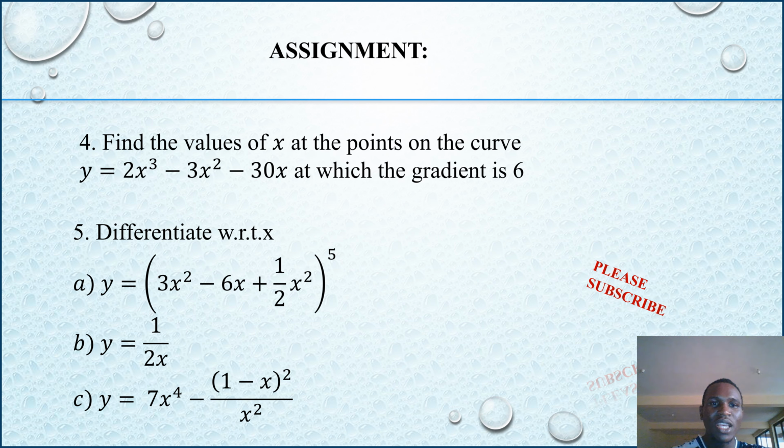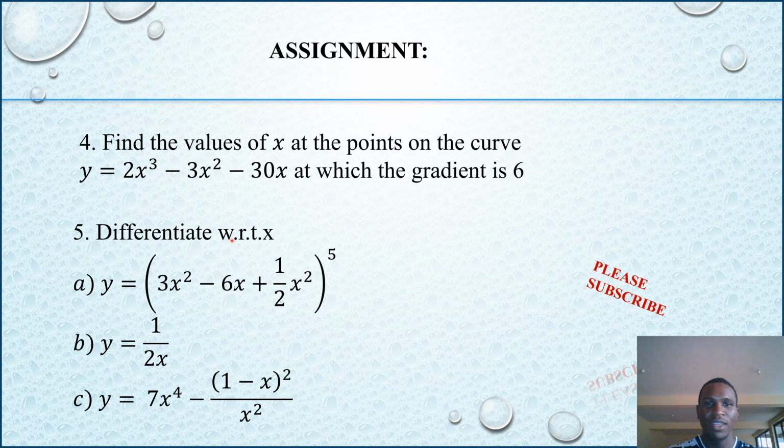Then question 4, we ask to find what? The value of x for which the gradient of this curve is 6. I will not review this one, you have to use your reasoning. We have been discussing gradient. At what value is the gradient of this function 6? When they say the gradient of a function, they are asking you to differentiate. From there you can equate the value to 6 and then you go ahead. Make sure you do it and submit on WhatsApp.